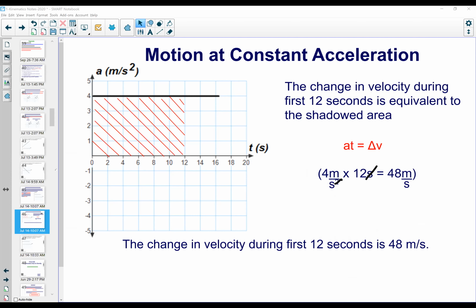What it tells me for sure, what we know, is it is a change of 48 meters per second in that 12-second time interval. What would have to be true for that to be the final velocity? The object started at rest. Good. If the object started with a velocity of 0, if it started at rest, then it changed by 48 meters per second. So it would be a final velocity of 48 meters per second. But we have to make sure we recognize that this area is how much the velocity changed. It's not necessarily the final velocity. Okay, it depends on what the initial velocity was. Questions about how to use the graph and the area under the line to determine change in velocity?